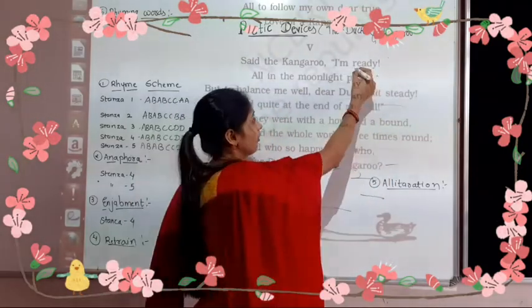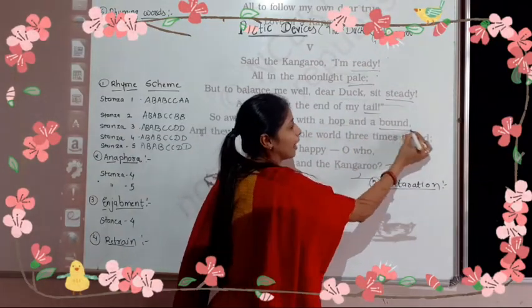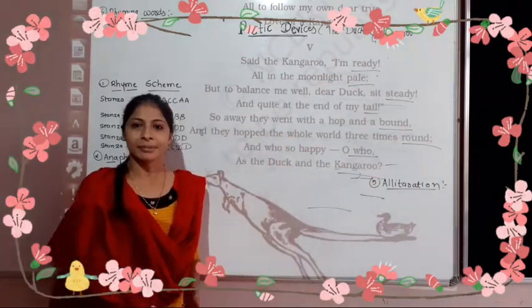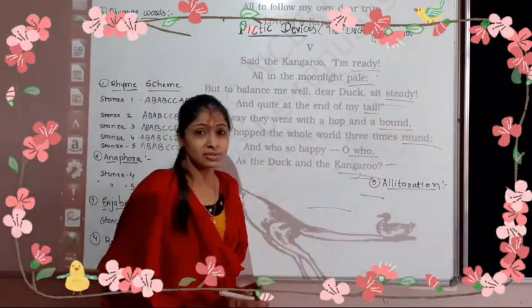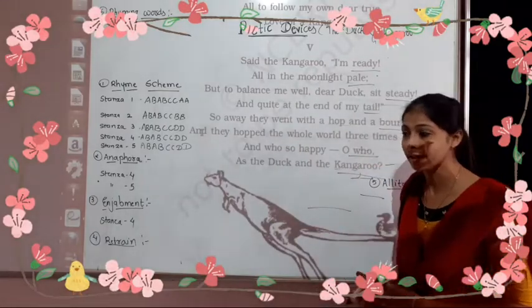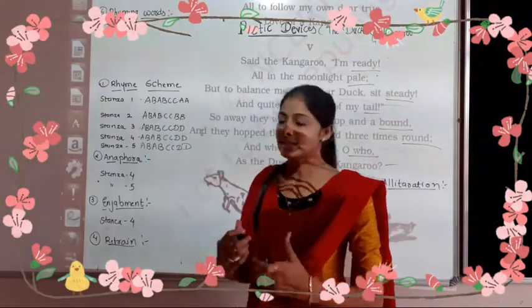Students, next, ready and steady, bag and tail, bound and round, who and kangaroo are rhyming words. So here students, we have talked about the rhyming words of every stanza. So you have to copy all the rhyming words in your CW.